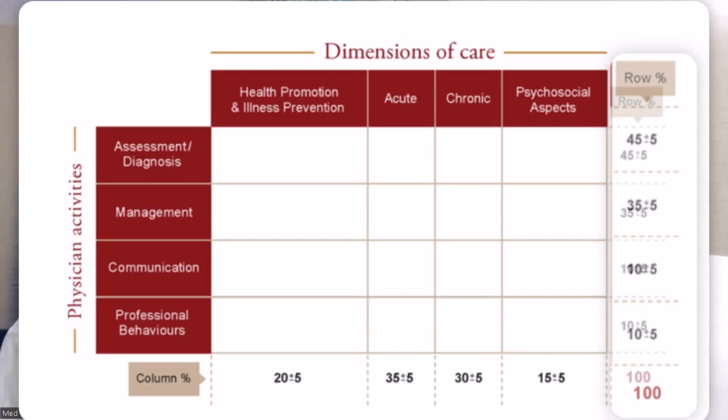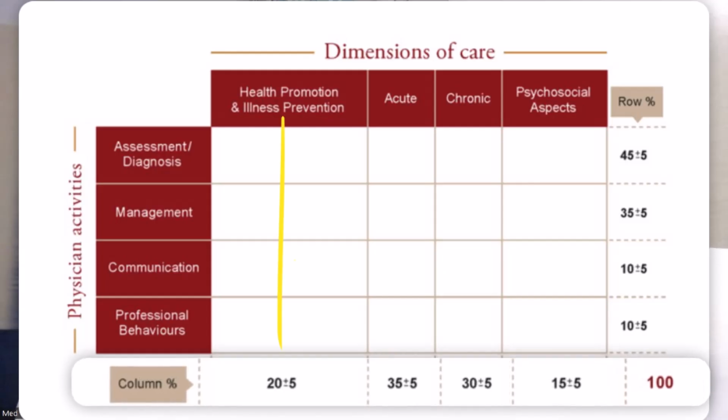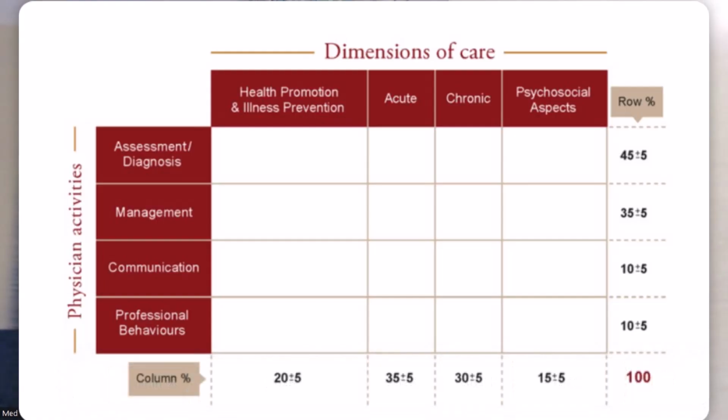You also look down here, and you realize that they've listed the percentage of cases which are going to come from health promotion and illness prevention. That is 20 plus or minus 5% of the questions. Acute care, 35 plus or minus 5. Chronic care, 30 plus or minus 5% of the questions. And psychosocial aspects of care, 15 plus or minus 5% of the questions. But don't forget that the MCCQE1 has 230 questions in all. So if you are ready to go with me, let's start from box 1.